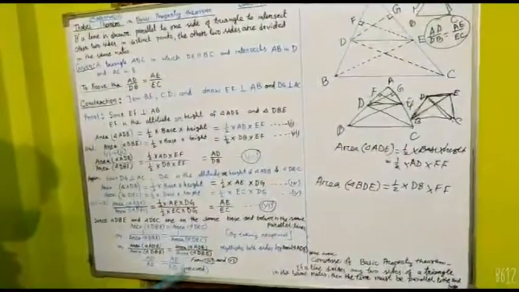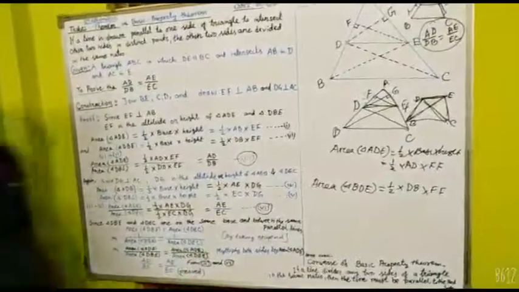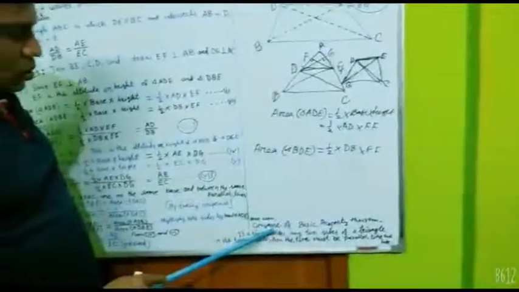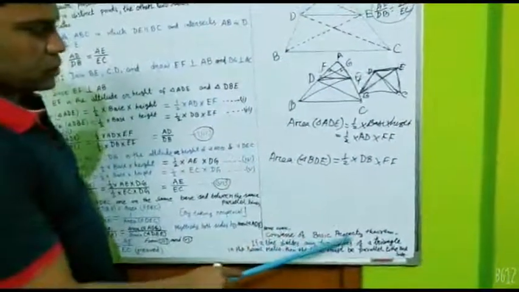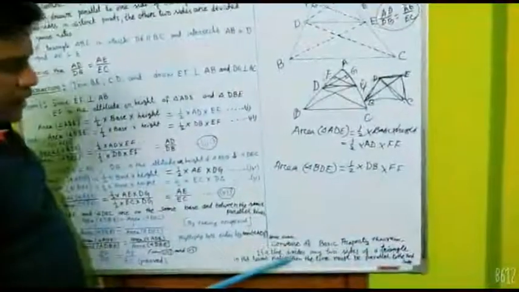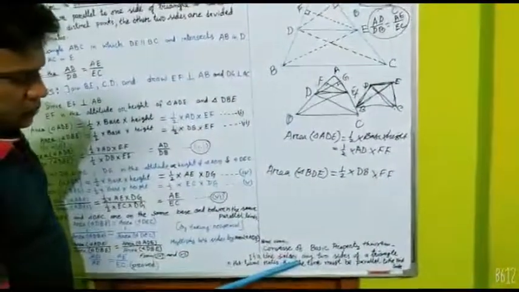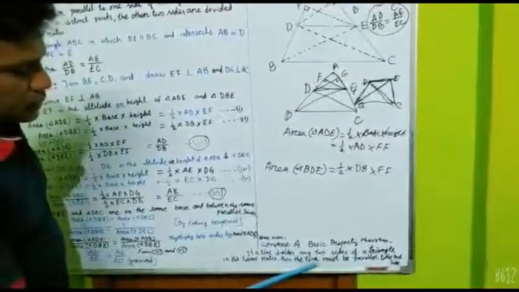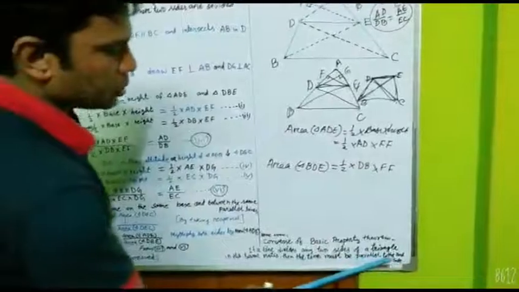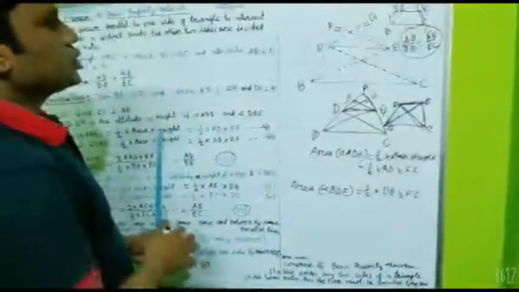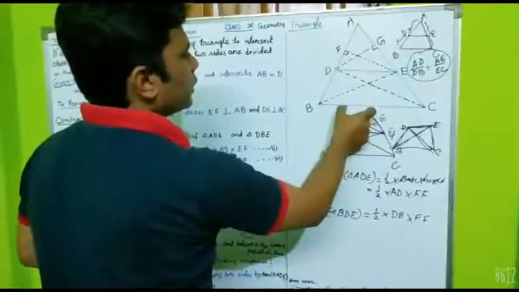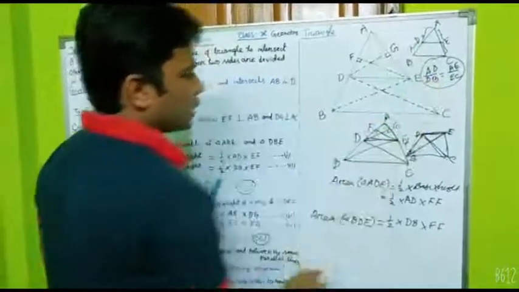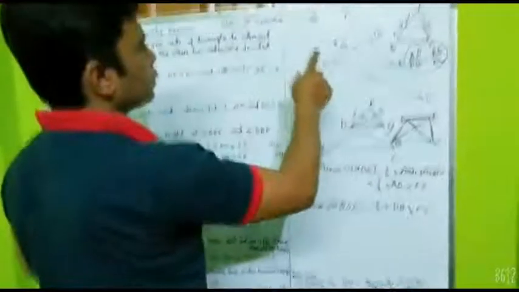Okay, boys. Next day you will solve your homework, that is the converse of the basic property theorem. That is, if a line divides any two sides of a triangle in the same ratio, then the line must be parallel to the third side. Today's theorem was, if this line and this line are parallel, then AD, this part by this part, is equal to this part by this part.